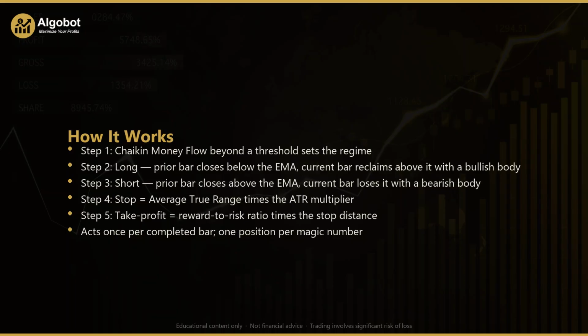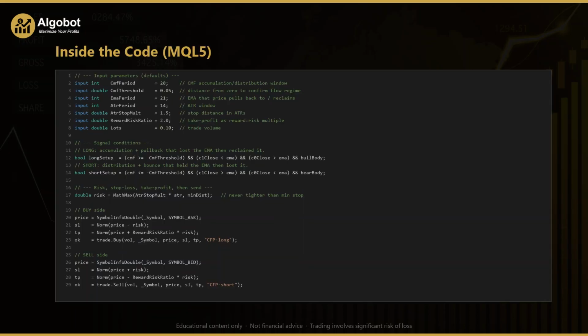Finally, the expert advisor holds only one position per magic number at a time. It won't stack trades or add to a position. Volume is snapped to the symbol's allowed step and limits before any order is sent. It's a compact, disciplined structure. Confirm the flow, wait for the reclaim, define the risk, and let the trade play out to either the stop or the target. Let's read the code the way you would in MetaEditor.